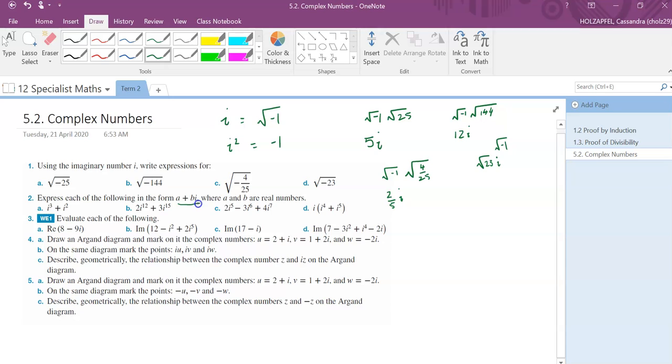Okay, so express each of the following in the form a plus bi. This is the complex number form, where a and b are real numbers. I think they meant to say integers or something there, because obviously this is not going to be a real number if it's attached to i. All right, so I'm just going to erase all that and come back.